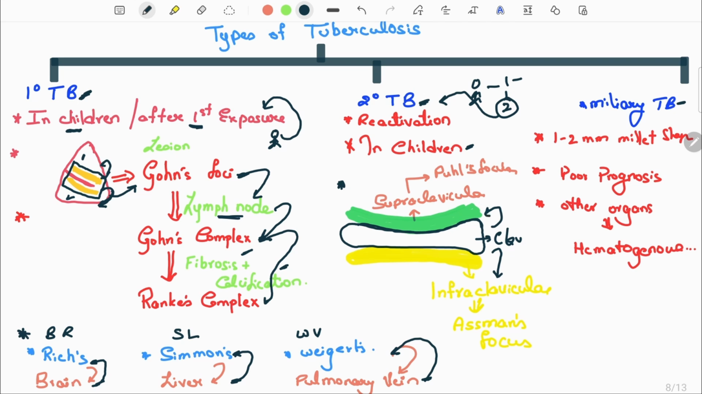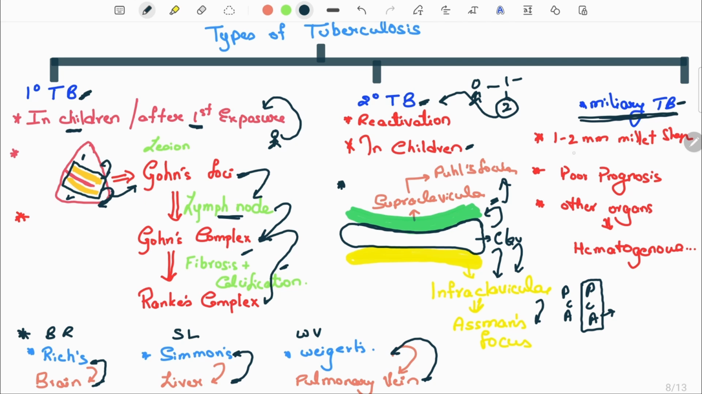If the lesion is above the clavicle, it is called Assmann's focus. If the lesion is below the clavicle, it is called Simon's focus. Above it is P, below it is A, in the middle it is C, PCA. Okay, if it is above, it is called Puhl's focus, and if it's below, it is called Assmann's focus. And the last one is miliary tuberculosis.